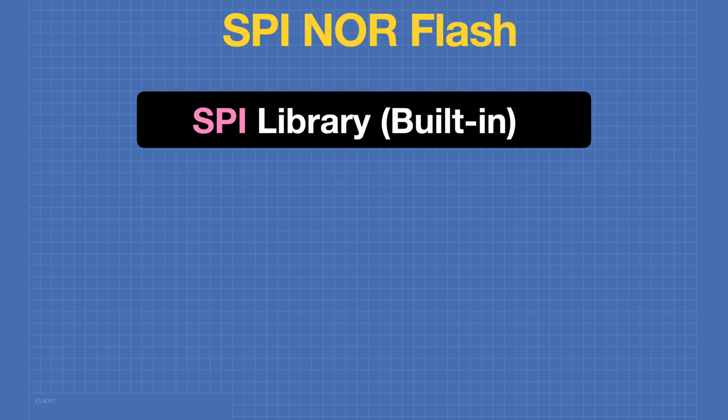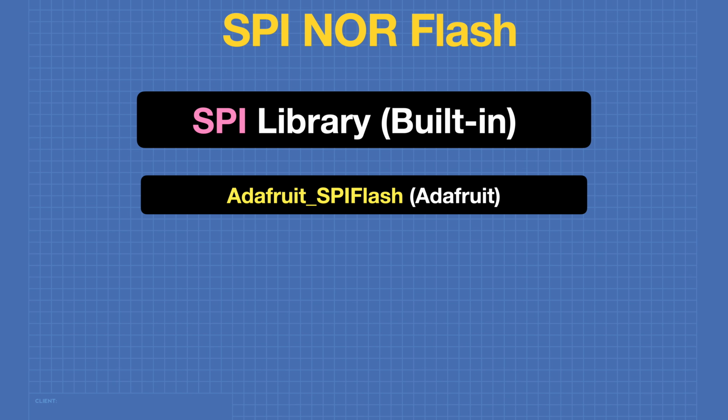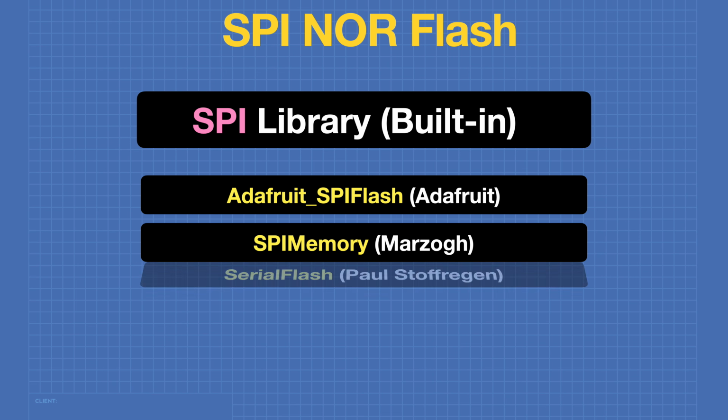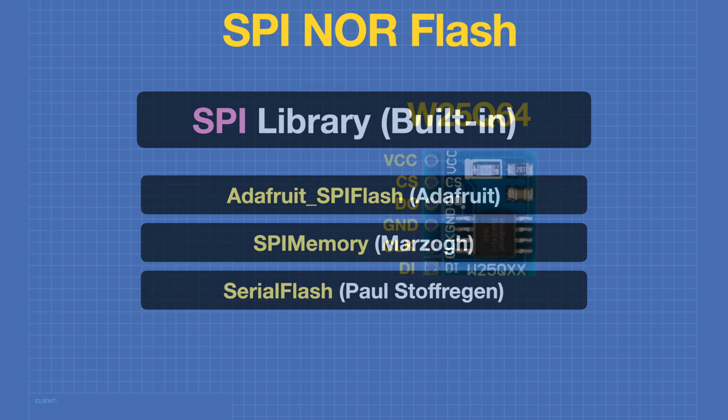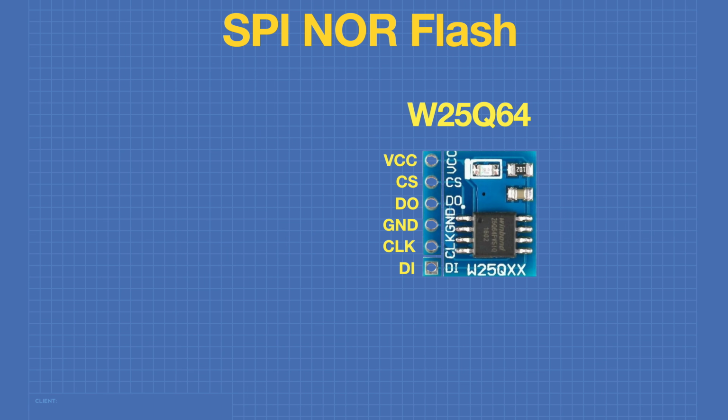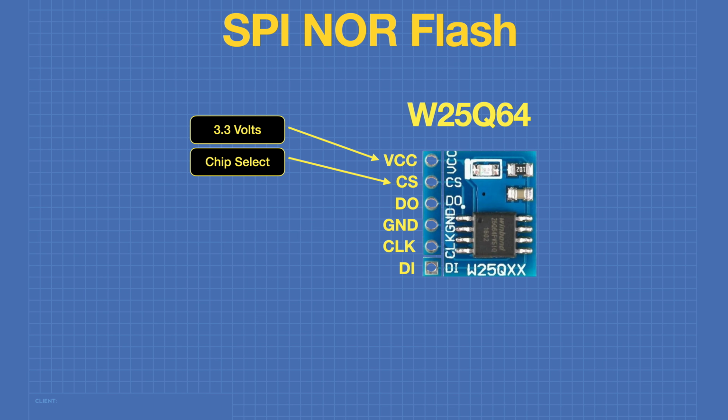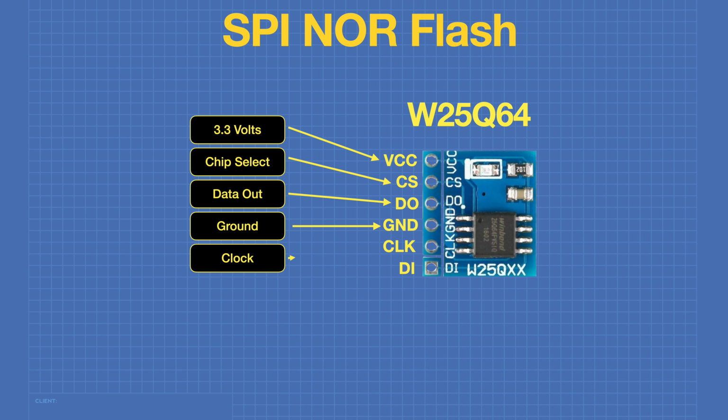To program the SPI NOR flash, you can use the built-in SPI library. There are other libraries you can use as well in order to simplify programming with this flash memory. The W25Q64 module has the following pinouts. VCC is 3.3 volts in, CS is the chip select, DO is the data output, GND of course is the ground, CLK is the clock, and DI is the data input.